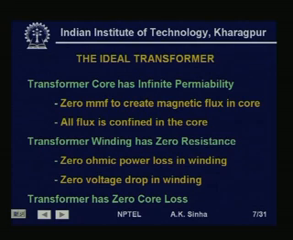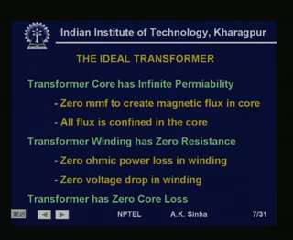We make another assumption that the transformer winding has 0 resistance. This basically means that there is no power loss in the winding, that is, the I squared R losses taking place in the winding are neglected. We also mean by this that there is no ohmic voltage drop, that is, the IR drop in the winding is also 0. There is no voltage drop in the winding because of the current flowing through it.